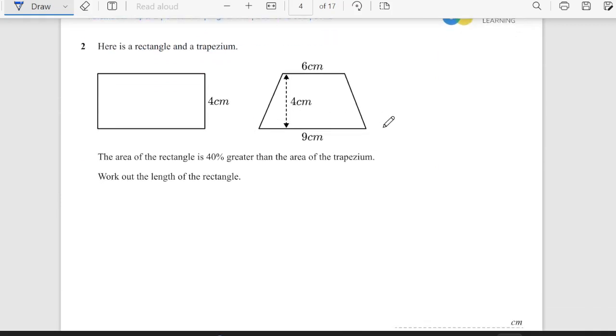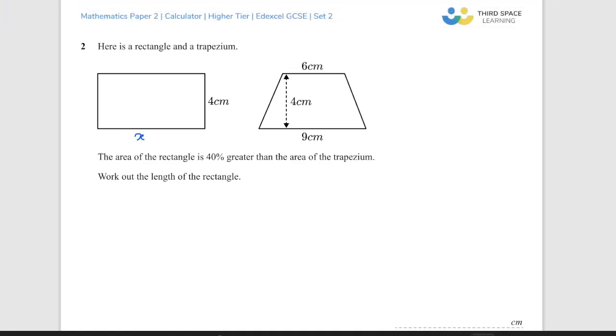Okay, here is a rectangle and a trapezium. The area of the rectangle is 40% greater than the area of the trapezium. Work out the length of the rectangle. So I'm going to call that value x for now. I'm going to work out a value for the area of the trapezium first of all. So it's going to be a half of 6 plus 9 times by 4, which is the same as, I'm going to do the half of 4 first of all, so it's 2 times by 15, so the area is going to be equal to 30 centimeters squared.